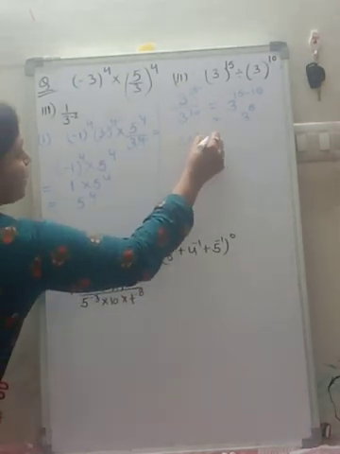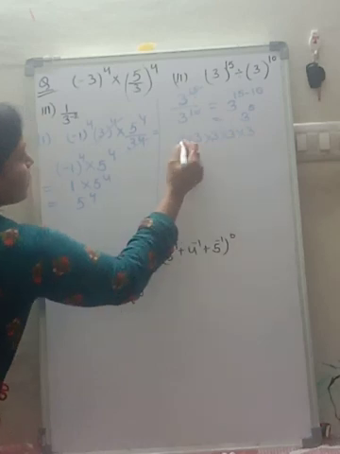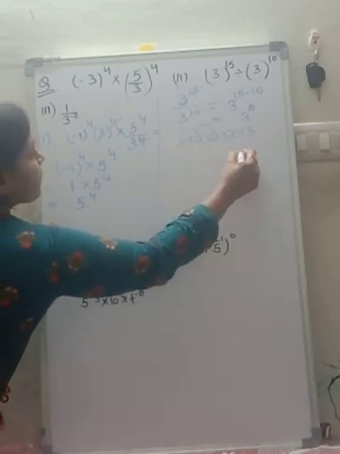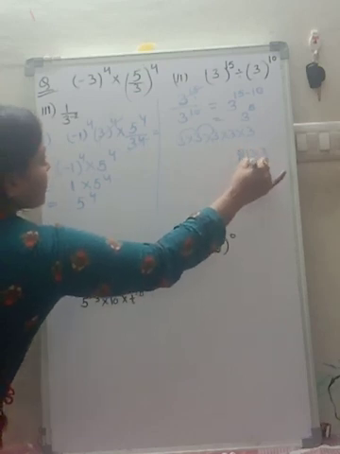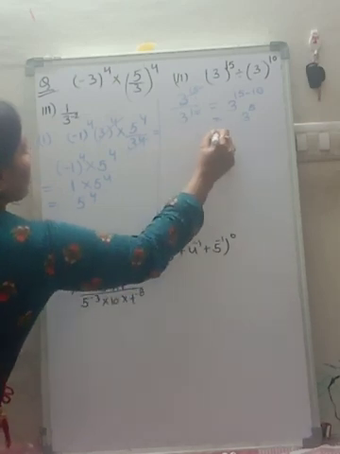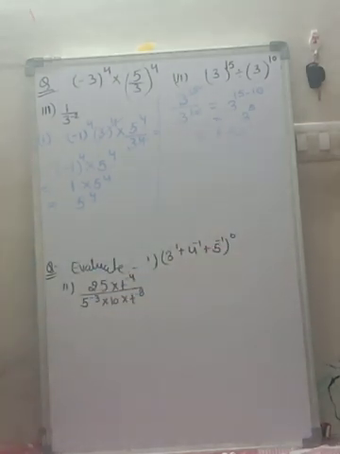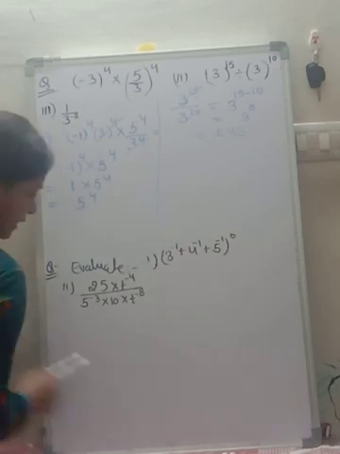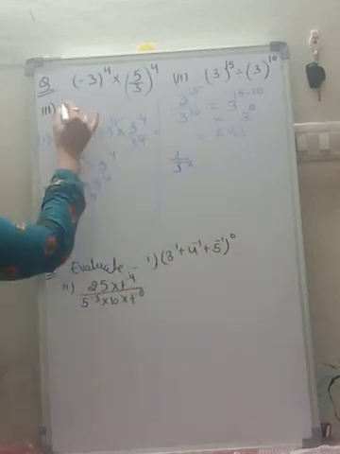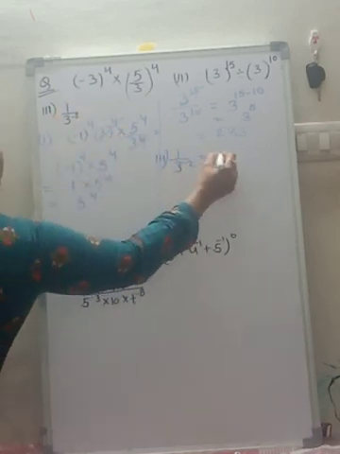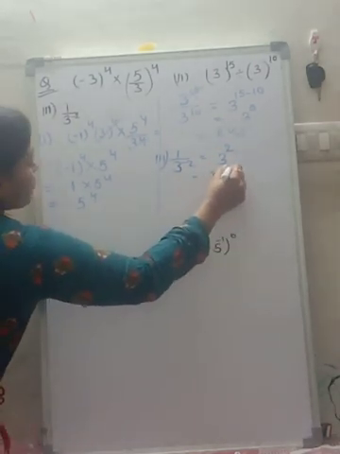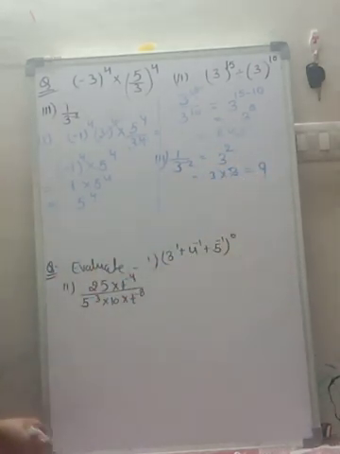3 into 3 into 3 into 3 into 3. 3 3s are 9. 3 3s are 9. 81 into 3 is 243. So your answer will become 243. Now similarly the next question is 1 upon 3^(-2). So you can write it as 3^2. It means 3 into 3, that is 9.